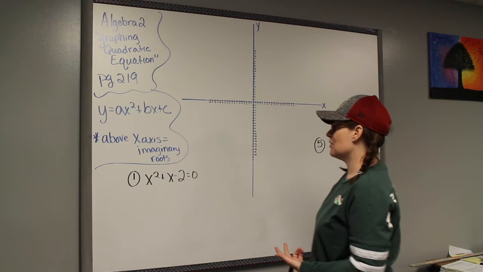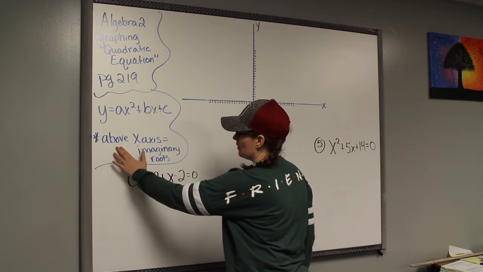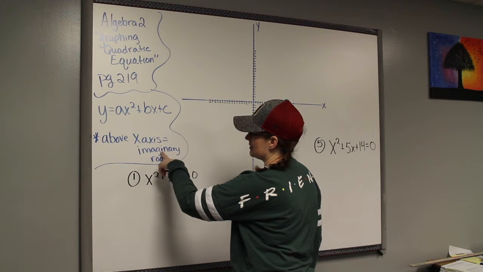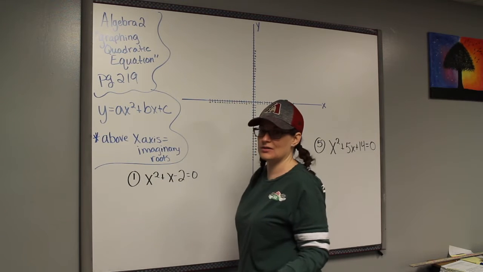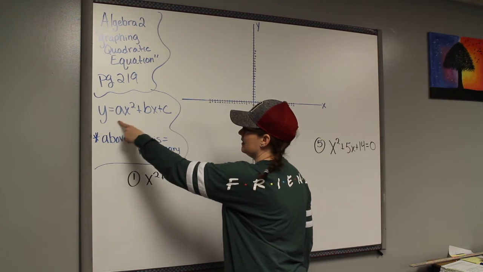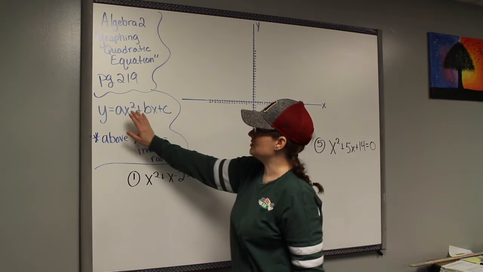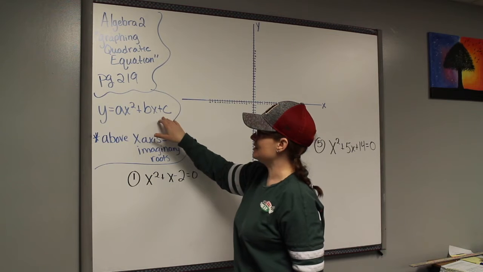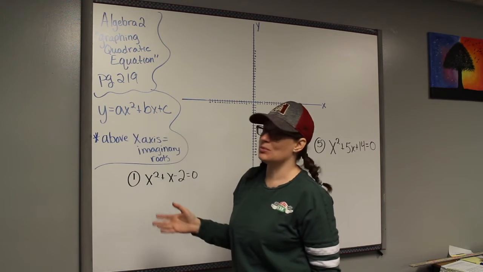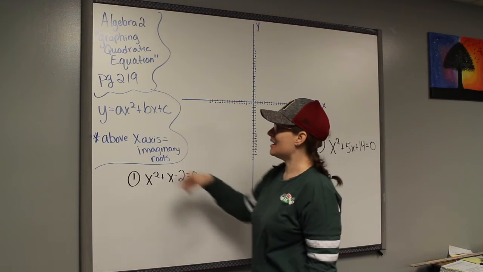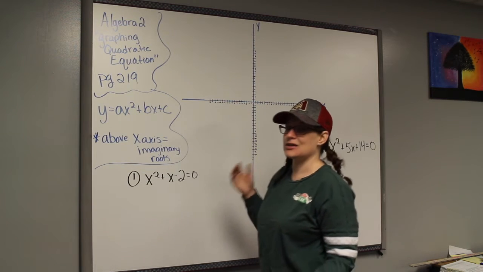So the only two notes I wrote down were the above the x-axis equals imaginary roots. That means you're not going to get an answer. And then the equation. So the quadratic equation is actually ax squared plus bx plus c, where a, b, and c are numbers, okay? And today we're going to set y equal to that because you need an x and y to graph.